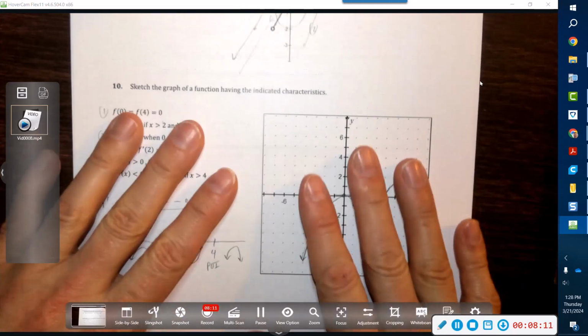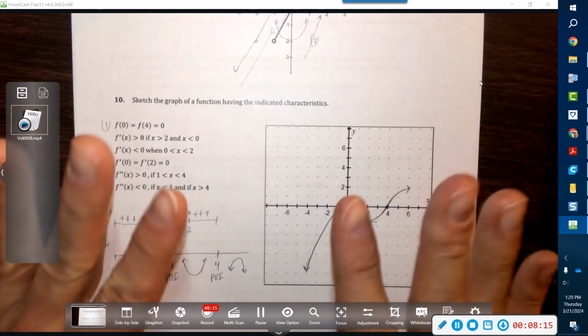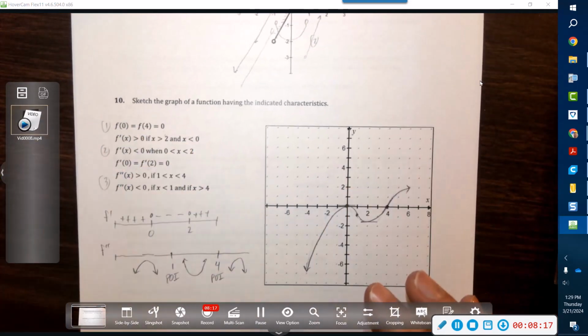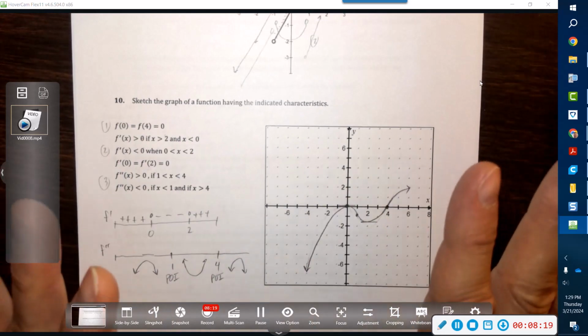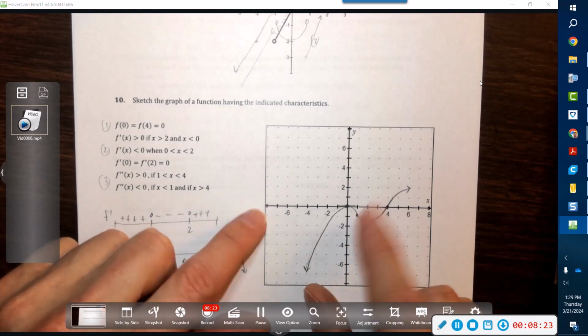There's one of those problems on the test. Actually, there's 2 that are similar to this. So just be really careful. One of them is going to be multiple choice, and then you'll have a graphing thing to sketch.